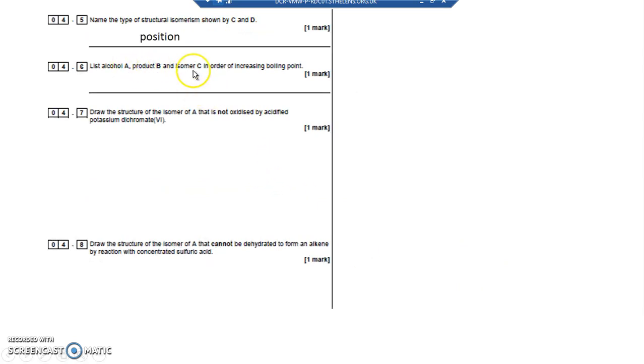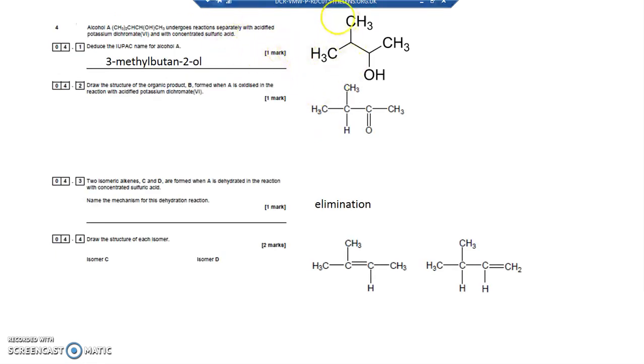List the alcohol A, product B and C in order of increasing boiling point. Alcohol A, product B and product C. So let's have a look what I've got. Alcohol A has got an O bonded to an H, so it's got hydrogen bonding, so that's going to have the highest boiling point. Then product B has got a C to O double bond, so that's going to have a polar bond, so it's going to have dipole-dipole intermolecular bonds. That's the next highest boiling point, and these have just got no polar bonds at all, so these are just going to have van der Waals bonds.